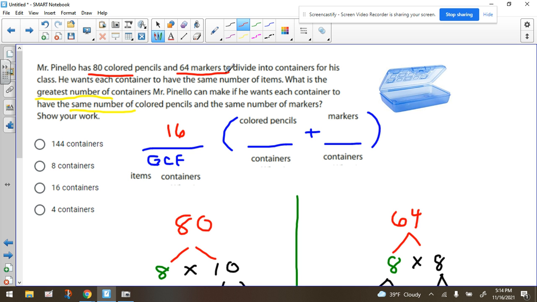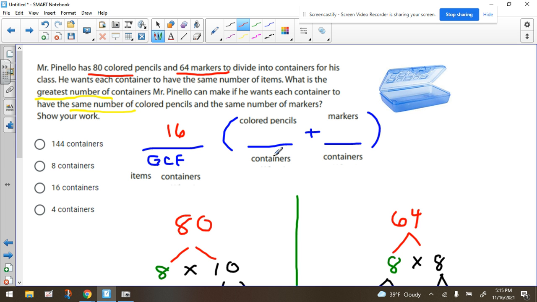Let's reread the question to find out if we need that. So find the question mark and let's look at the stuff that's in front of it. So it says, what is the greatest number of containers Mr. Pinello can make if he wants each container to have the same number of colored pencils and the same number of markers? So is that this number? Do we need to know how many items per container, or do we need to know some other number? So take it from there.